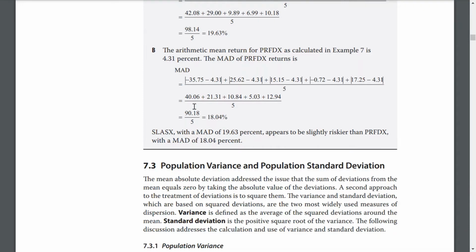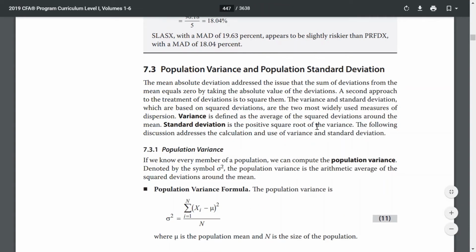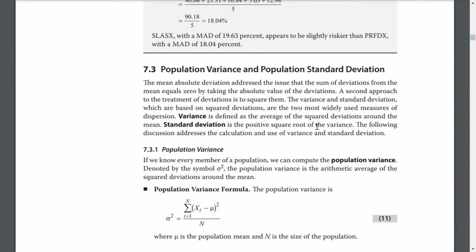7.3, population variance and population standard deviation. The mean absolute deviation addresses the issue that the sum of deviations from the mean equals 0 by taking the absolute value of the deviations. The second approach to the treatment of deviations is to square them. The variance and standard deviation will be based on that.